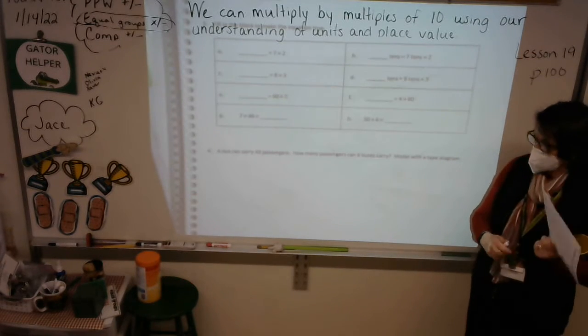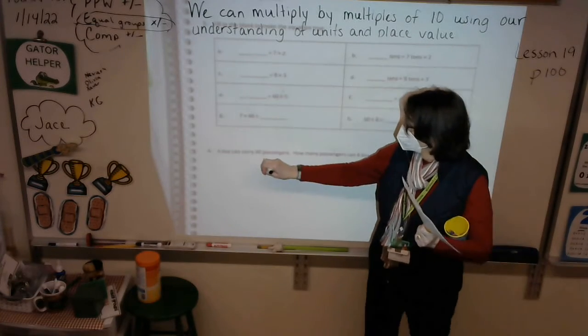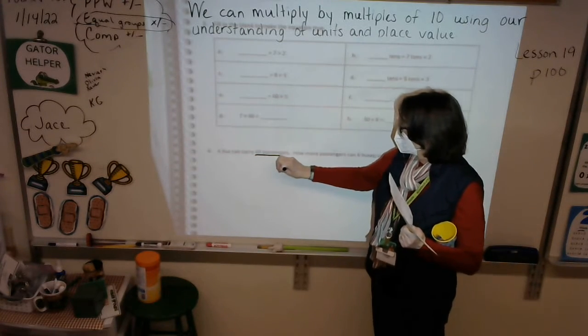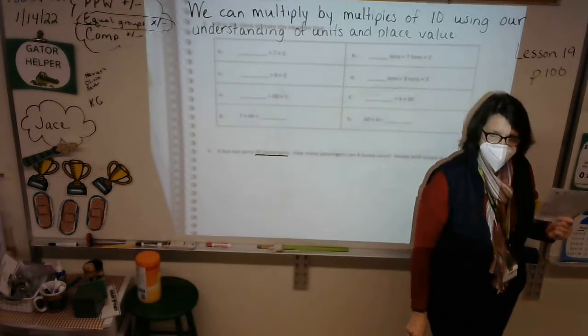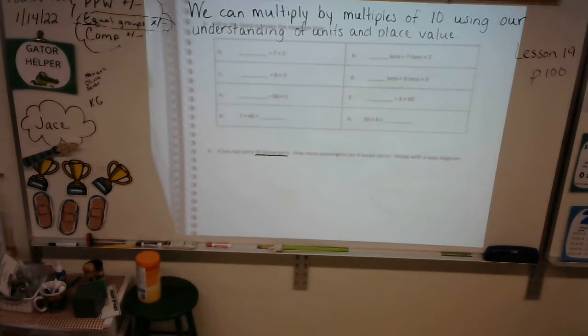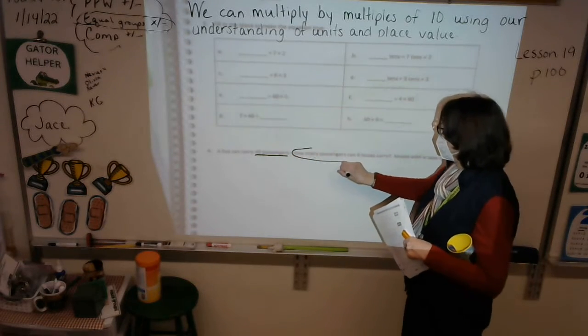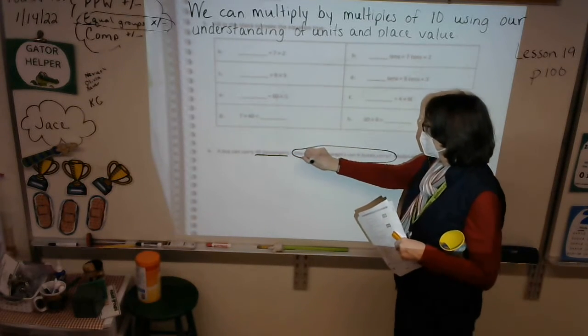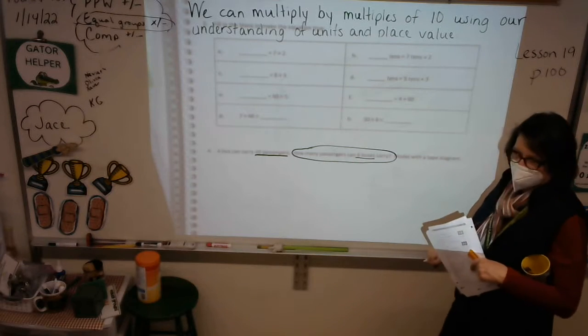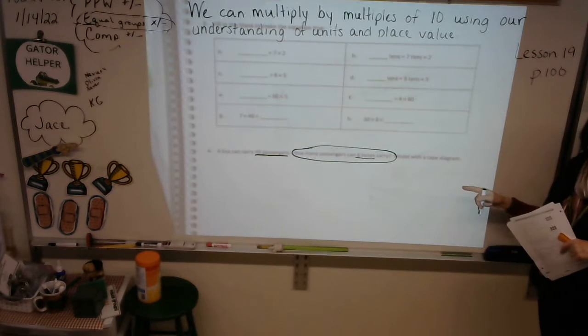A bus can carry 40 passengers. What are we going to underline? 40 passengers. Not just one. How many passengers can 6 buses carry? So now we have 6 buses, that's how many are known. It says model with a tape diagram.